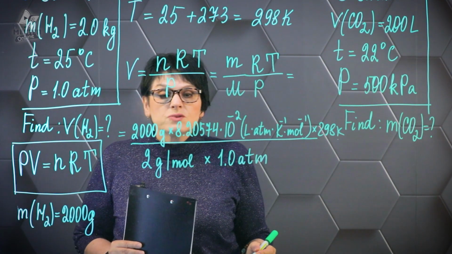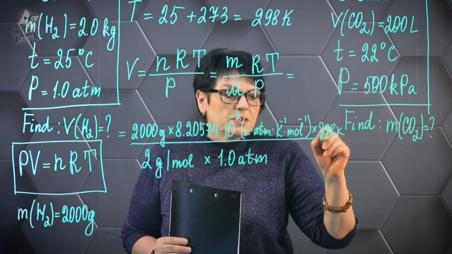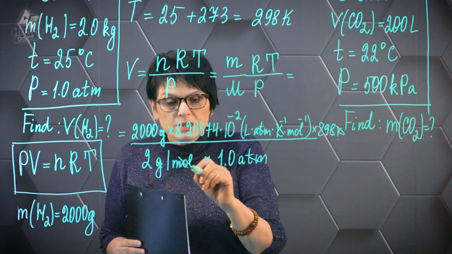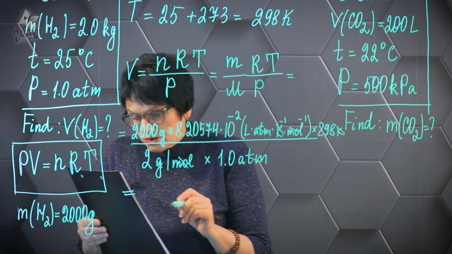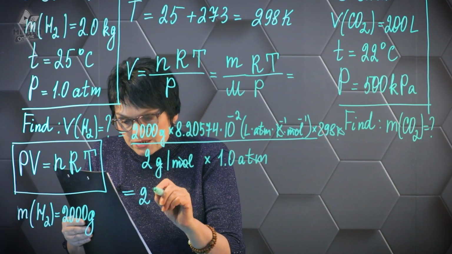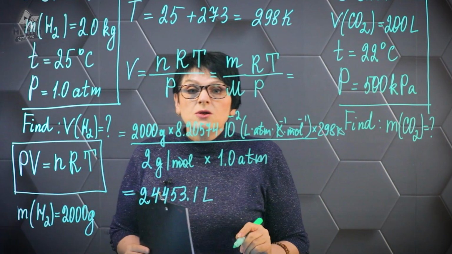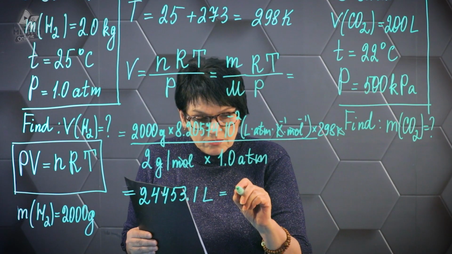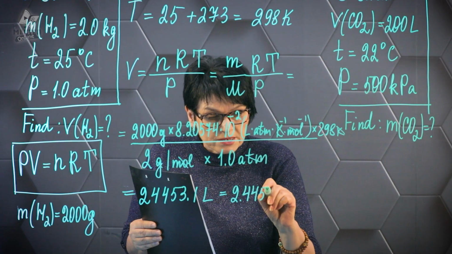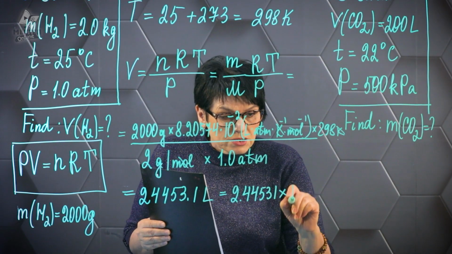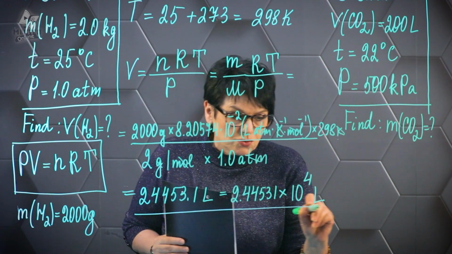So let's check if the units cancel correctly. Grams cancel, atmospheres cancel, Kelvins cancel, moles cancel, and so the answer is in liters. When we do the calculation, we get 2.44531 times 10 to the 4th power, and that's in liters. That's it. We've got our answer.